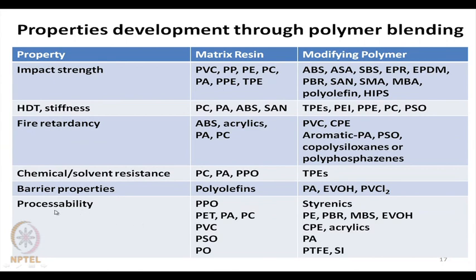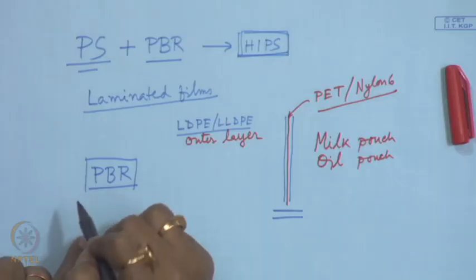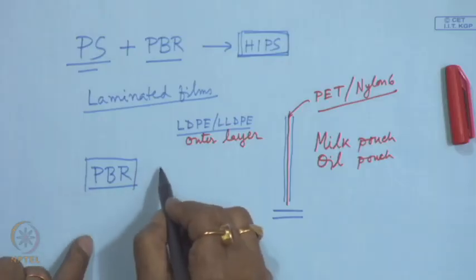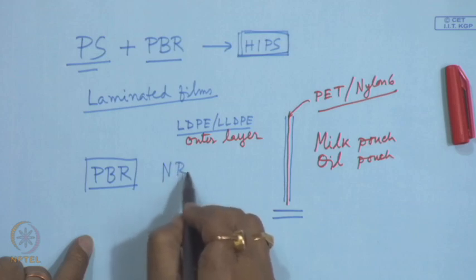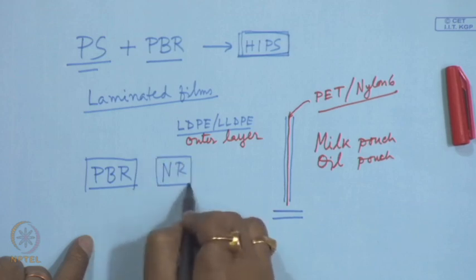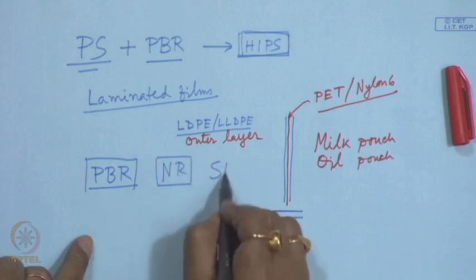Then processability. In order to improve the processability, it is not so easy, as not all polymers are processable that way. So, for example, say polybutadiene rubber. The processability of polybutadiene rubber is not good, whereas the processability of natural rubber is very good. Processability of SBR is also very good.